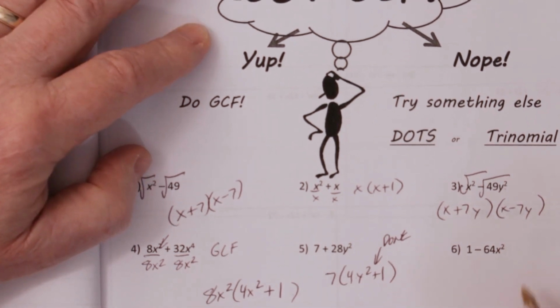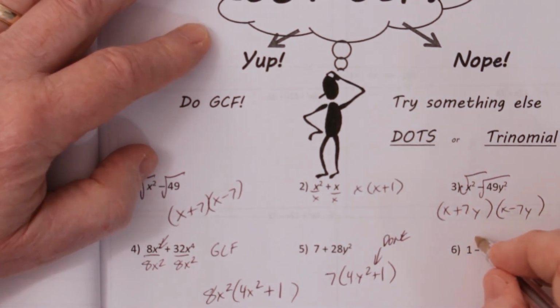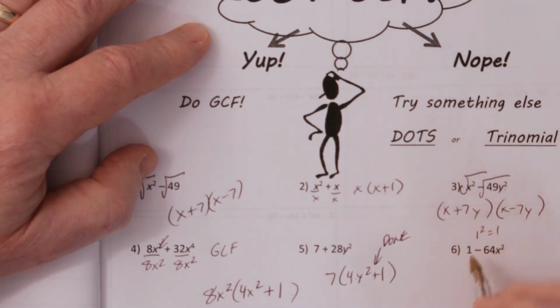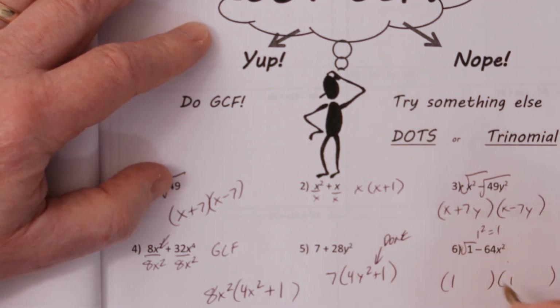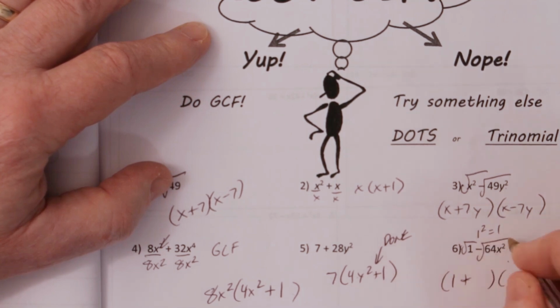And then the last one is a dots problem. You got to remember that 1 squared equals 1. So these are both perfect squares. What we have to remember is the order counts. So we're going to take the square root of the 1, and that goes in the front seat. The 1 here and a 1 here. 1 gets a plus, 1 gets a minus. Square root of 8x, 8x.